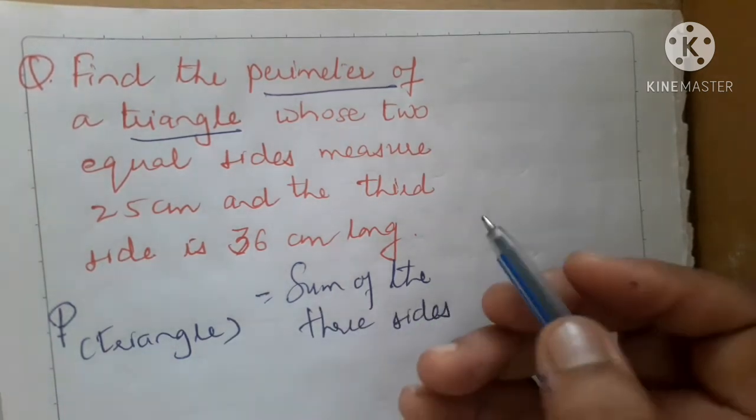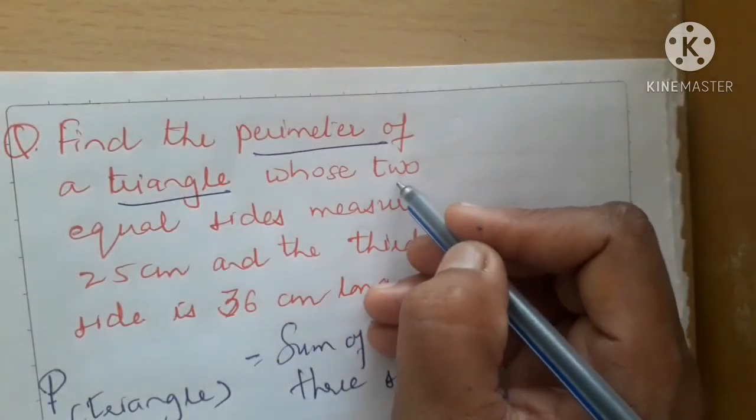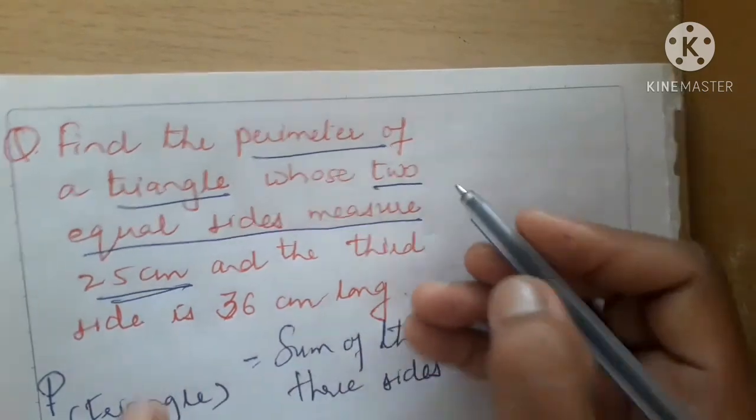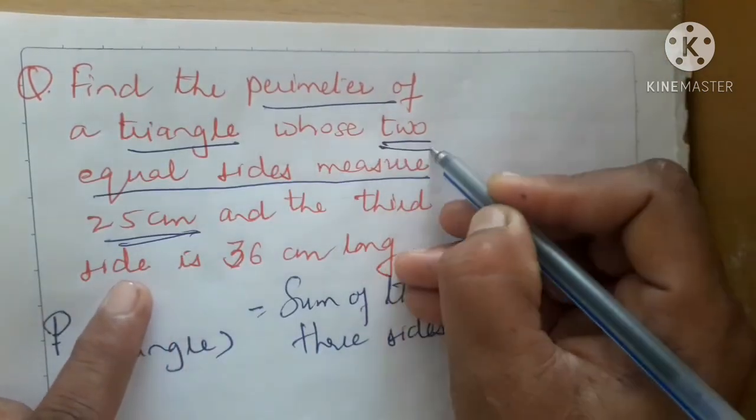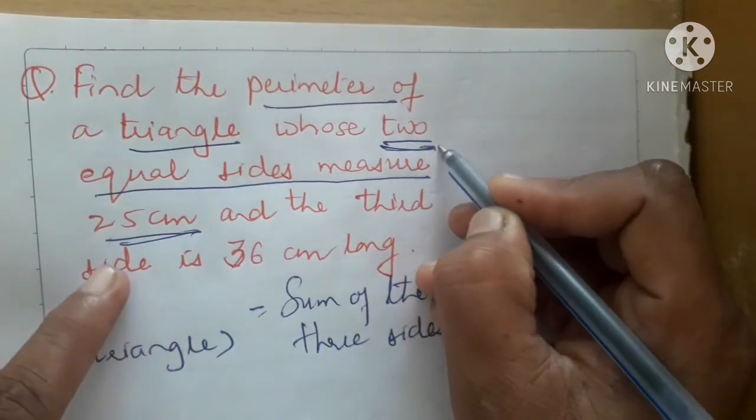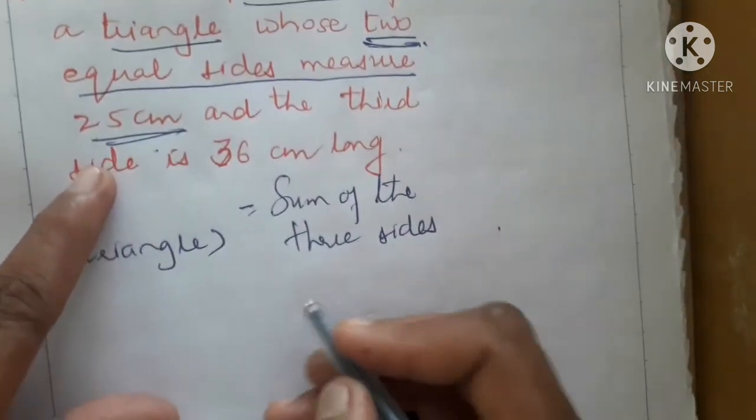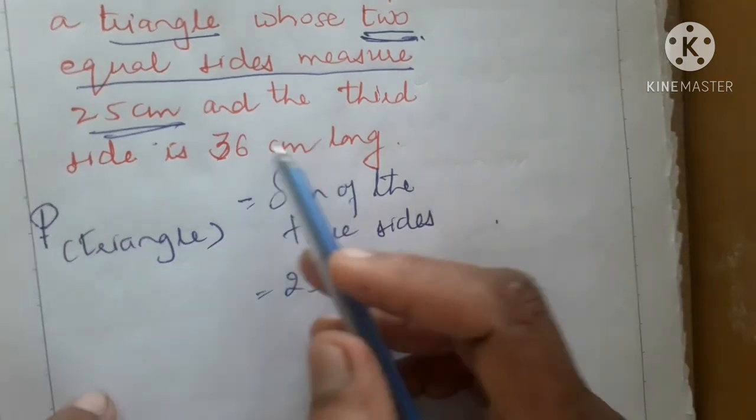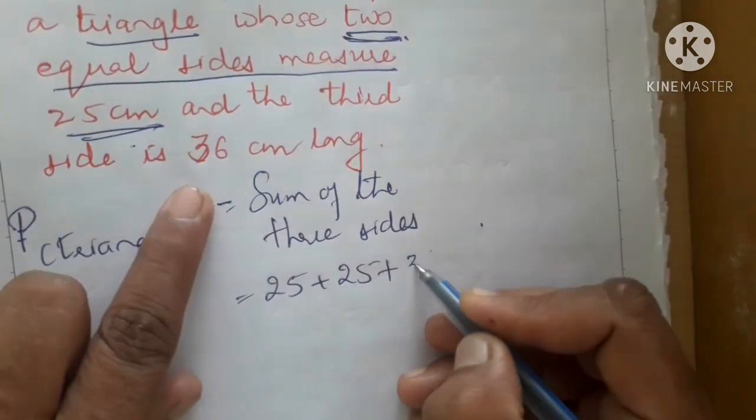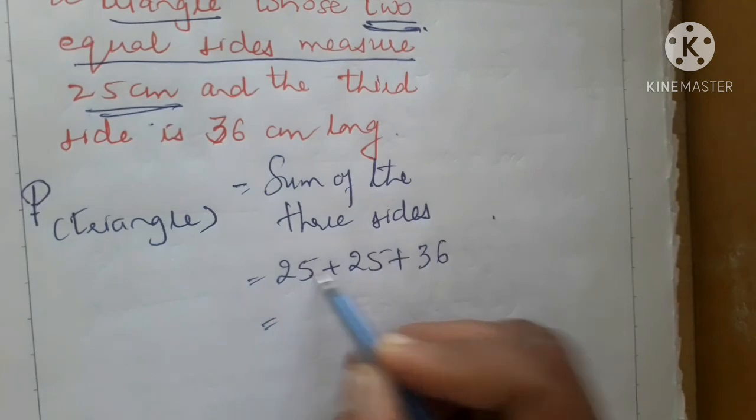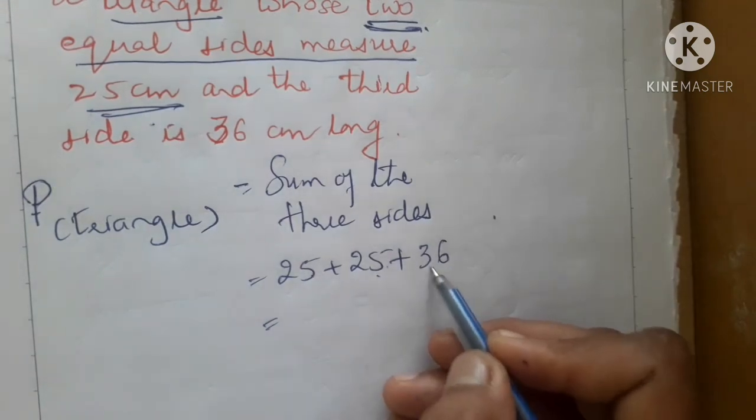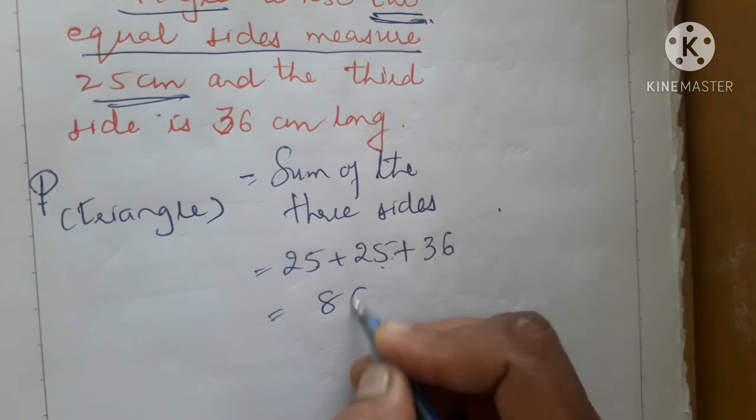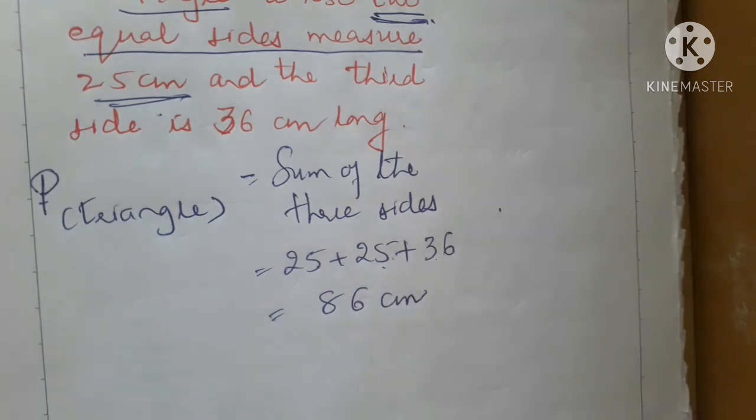Okay, now here it said that two equal sides measure 25 centimeter. That means two sides are having the length as 25 centimeter. So 25 I need to write for 2 times, and the third side is 36. So 25, 25, 50, 50 and 36, that is 86 centimeter. Okay.